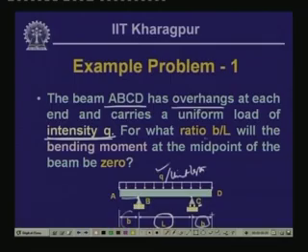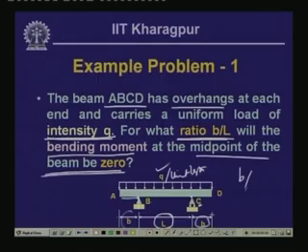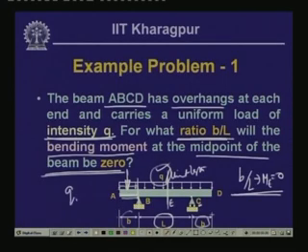Now, we will have to find out the ratio b by L, so that the bending moment at the midpoint of the beam be 0. So, for what value of b by L, the moment, if we call this point E, moment at E is equal to 0. So, this is the aspect which we will have to look into. Now, before we start this particular problem, this is the overhanging part which is of length b, and since the intensity of the load is Q per unit length, over this particular width b, the load which will be acting is equal to Q times b. The intensity Q per unit length times b is the total load, and that will be acting at the midway between this distance, which is b by 2.